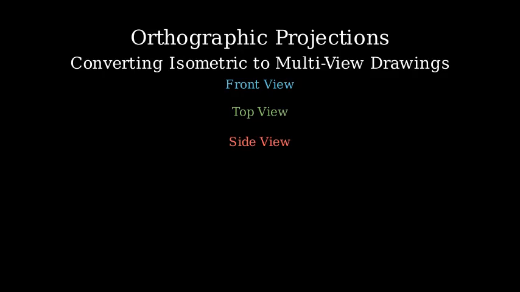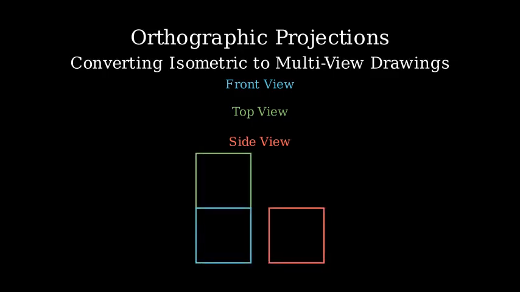An orthographic projection shows an object from three standard views: the front view, top view, and side view. These views are arranged in a specific way to show the complete shape of the object.